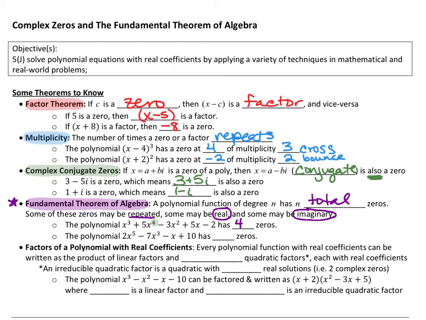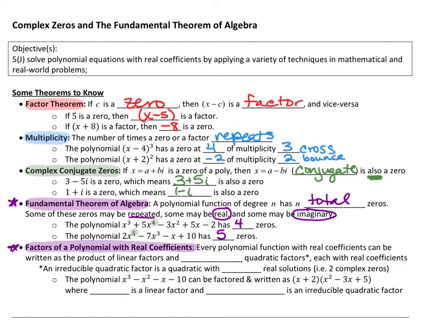Some of them might be repeated zeros, some of them might be real numbers, and some of them may be imaginary numbers. The polynomial 2x to the fifth minus 7x cubed minus x plus 10, since the degree of that polynomial is 5, it's going to have 5 zeros. That makes sense. The last theorem we're going to be working with today is called the factors of a polynomial with real coefficients theorem. So it's a theorem and kind of an idea here as well.